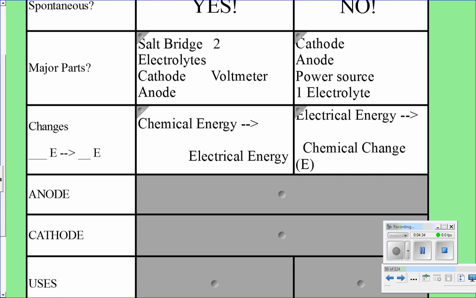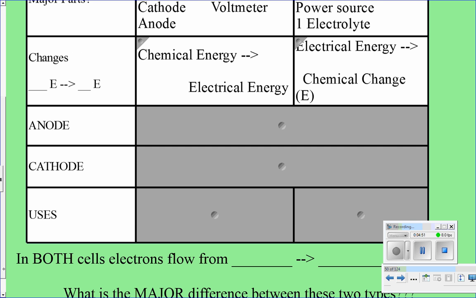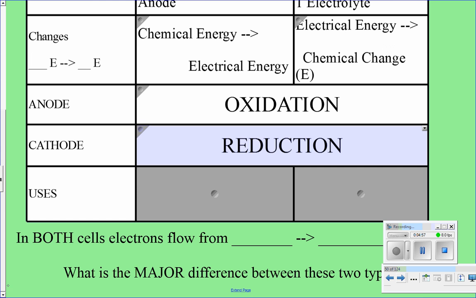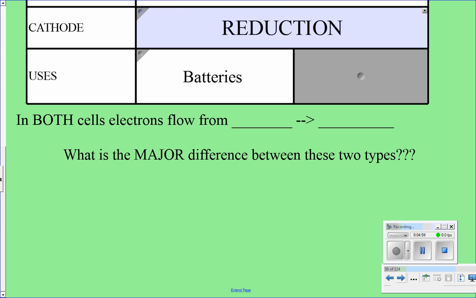The difference in energy: when we talk about a voltaic cell, we're taking chemical energy to spontaneously create electrical energy, whereas in an electrolytic cell, electrical energy is put in to produce a chemical change, a chemical energy, if you will. Anode and cathode are the same in each cell. Anode is always oxidation, cathode is always reduction. Voltaic cells are what we use as batteries, and electrolytic cells are used for things like processing metal, electroplating, metallurgy, that sort of stuff.